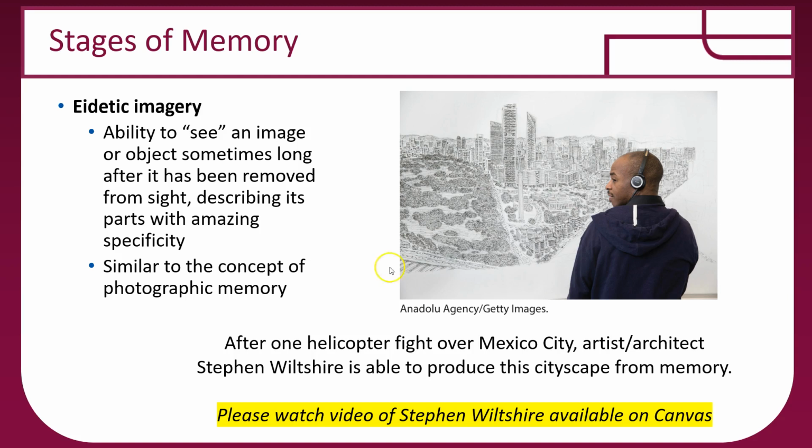An exception to that is eidetic memory, and this is the ability that some people have to see an image or an object long after it's been removed from sight and are able to describe it with amazing detail. This is similar to the concept of photographic memory. You might have heard that term. We see this sometimes in individuals who are diagnosed with autism who have an extreme, what we call savant ability in their memory to be able to see and remember very detailed information, having just seen it for a very brief amount of time.